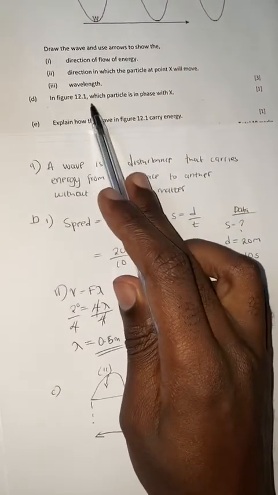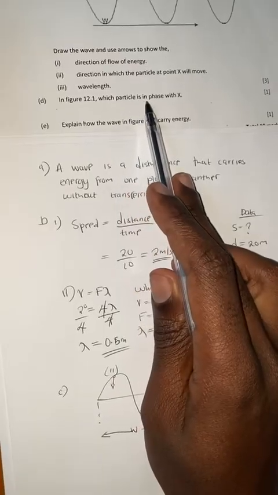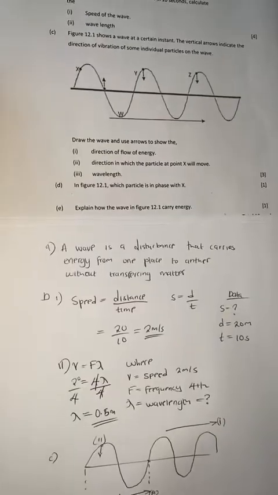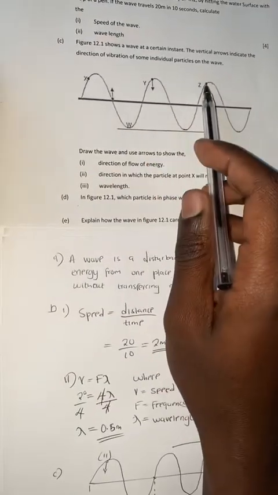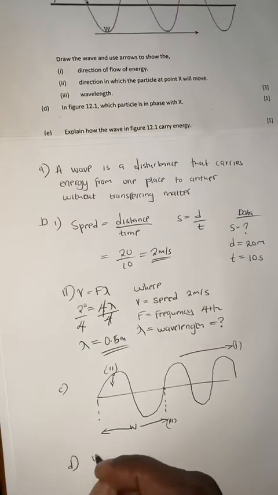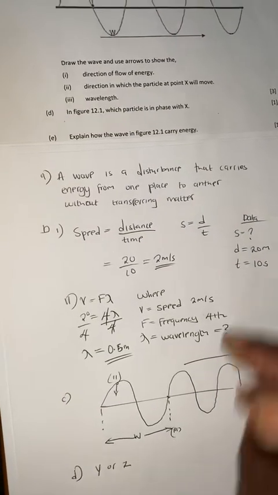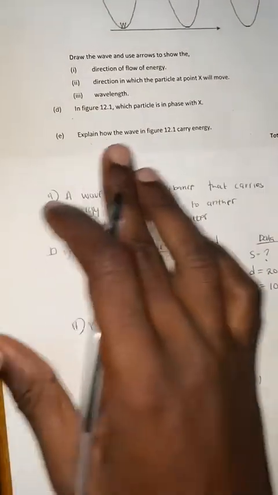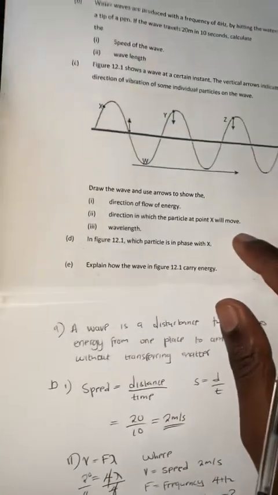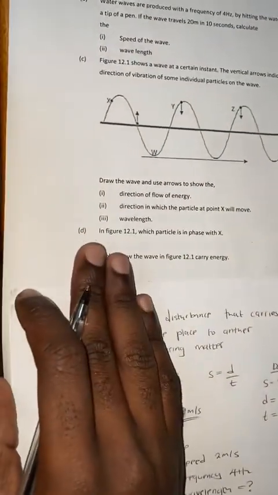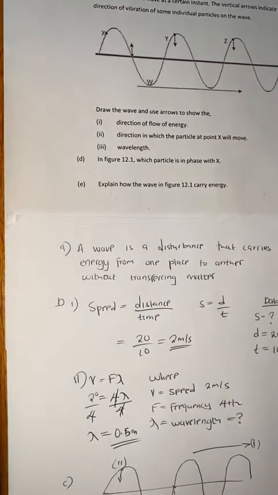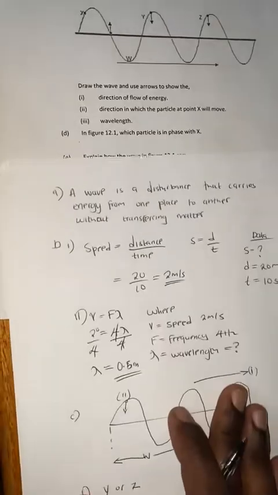Okay, I move on to C. In figure 12.1, which particle is in phase with X? So the other particles which are in phase with X, it is Y or Z. So to answer D, I'll just say Y or Z. Then the last one, explain how the wave in figure 12.1 carries energy. So looking at this wave, it is a transverse wave, and a transverse wave carries energy perpendicular or at right angle to the direction of the wave.